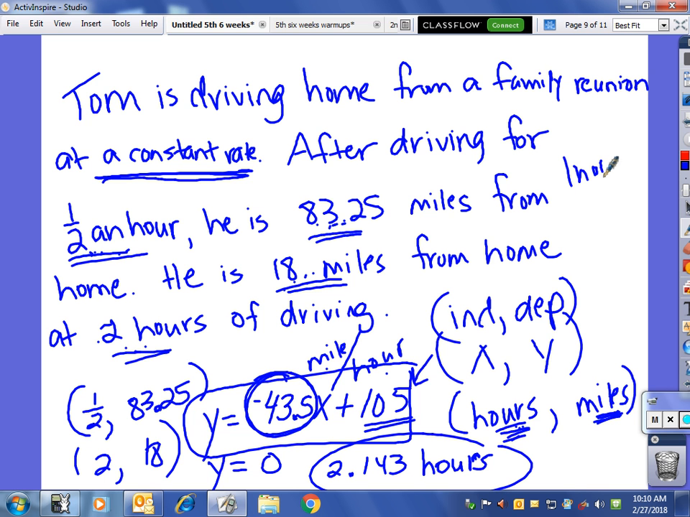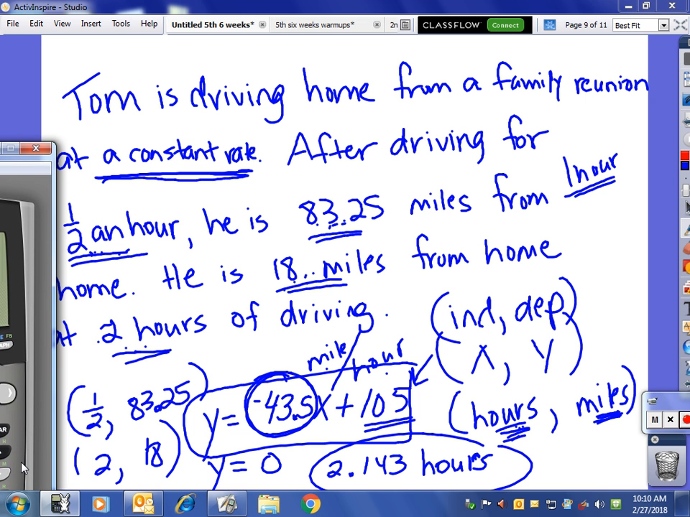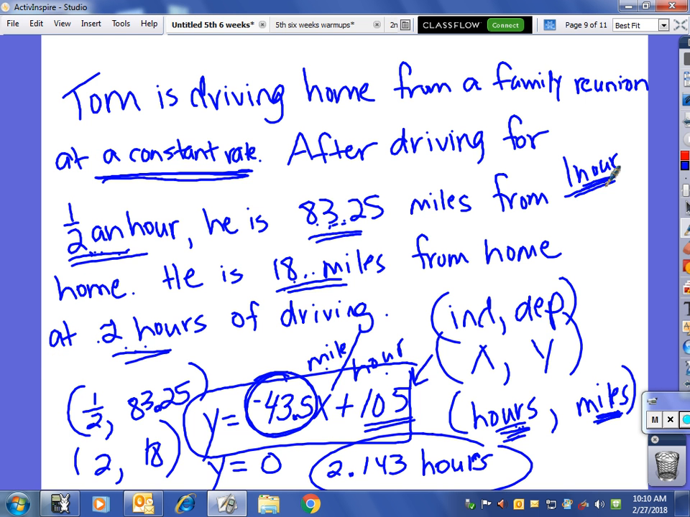Table set. If I want to know how far away he is from home at 1 hour, I am giving you an X number, and you would just go to the table and look at the Y. How far away is he after 1 hour? 147.5. Are y'all with me there? I could do all kinds of things once you know the equation.